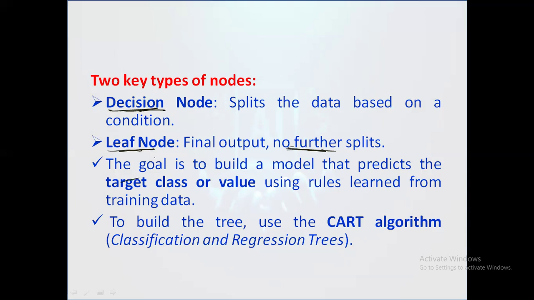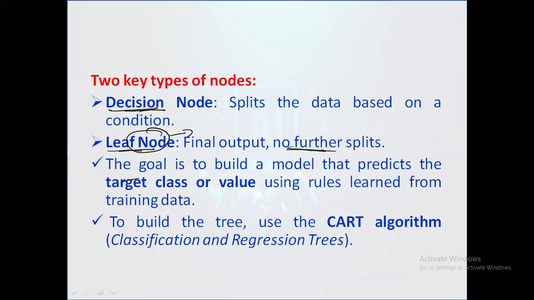Next, the leaf node gives the final output, with no further splits, as I've said. Once the data cannot be split further meaningfully or a stopping criterion is met, like max depth or minimum samples, a leaf node is created. It stores the predicted output and marks the end of the particular decision path. And here, to build the tree, we are using a technique.